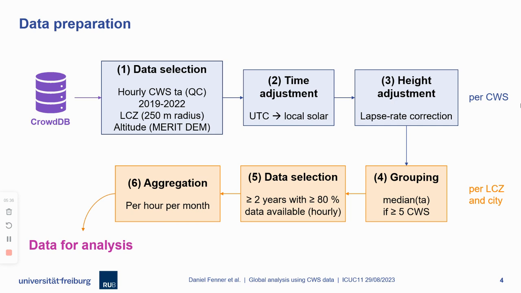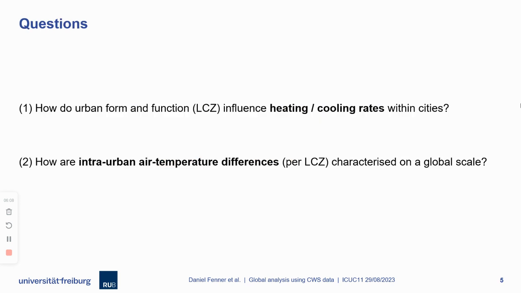That means we result with one value per LCZ and city. At this point, we lose all the spatial information. So we just look at this as a problem of LCZ and city, and then we make a further filtering step. We only take data which has 5 stations per LCZ and city, and we only take data that has an availability of more than 80% over 2 years. And then finally, we aggregate this per month and hour.